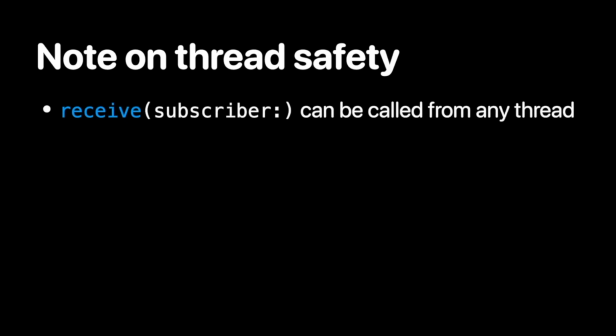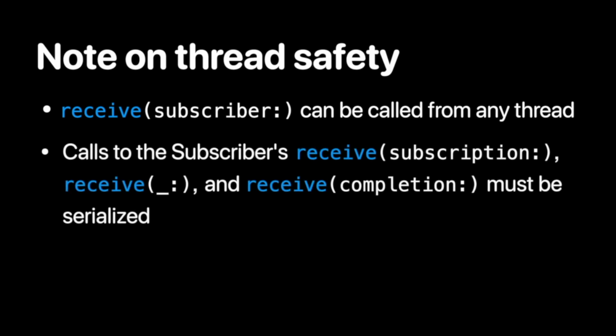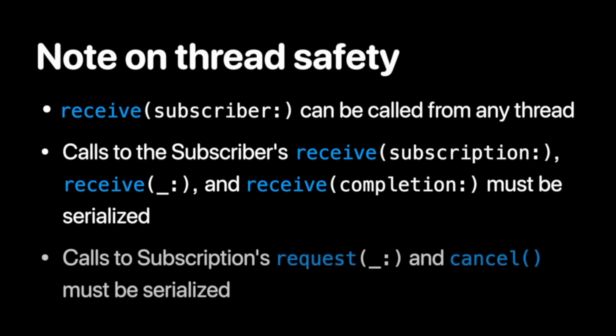Now, before wrapping up our publisher, I would like to take a moment and briefly mention thread safety. Combine's documentation is a bit absent on the matter, but there are some rules to follow. The receive subscriber method can be called from any thread. Downstream calls to the subscriber's methods can come from any thread, and they must be serialized. Upstream calls to the subscription's methods can also come from any thread, and they also must be serialized.